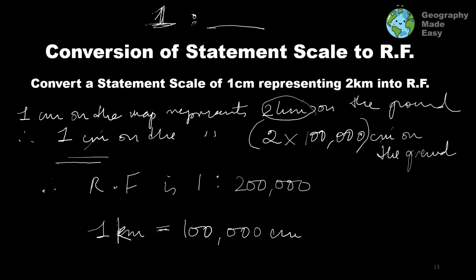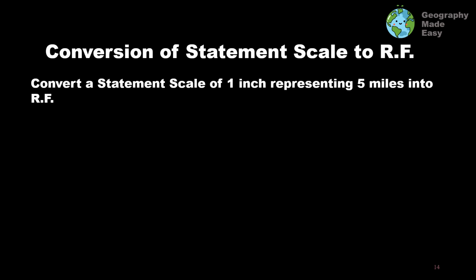So what I have done is, my left hand side is always 1, as I have said. The right hand side was a kilometer unit. I converted the kilometer unit into centimeters, cancelled out the centimeters from both the sides, numerator and denominator, and I got the ratio, which becomes a formless, unitless ratio. So from the statement scale I have converted and got my RF. Let us do another sum.